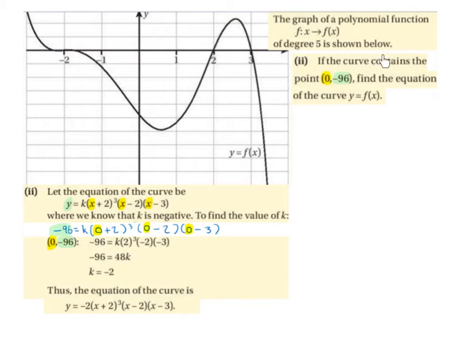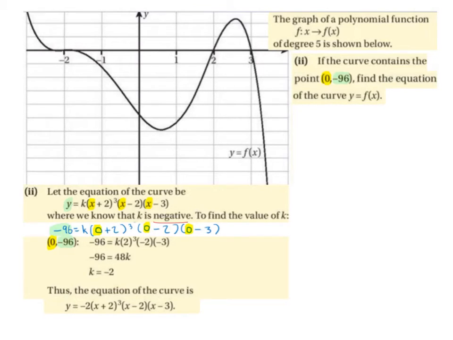Part 2. If the curve contains the point (0, -96), find the equation of the curve y equals f of x. So we have a point on the curve that we're going to substitute into the function that we made in part 1 so that we can find out the actual equation of the curve. So let the equation of the curve be y equals k times (x plus 2) cubed times (x minus 2) times (x minus 3), where we know that k is negative because we have our right arm going down and our left arm going up. So we know that k, our coefficient in front, is negative.